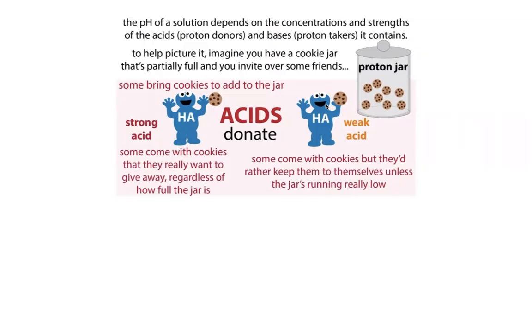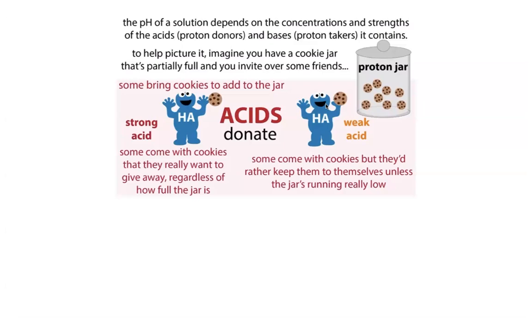And so this would be more like a weak acid. And only when the proton jar was getting really low, only when there weren't enough cookies for everyone to go around, it might go ahead and give it up. And so really it's not this simple. Really what's happening is that if you have a stronger acid, it's going to be less likely to hold on to that proton. It's less likely to hold on to that cookie.